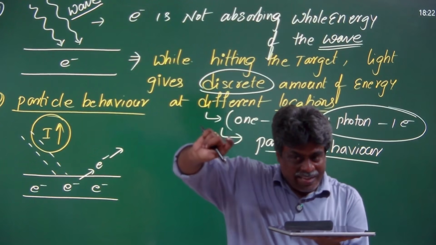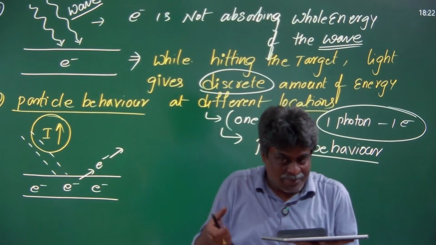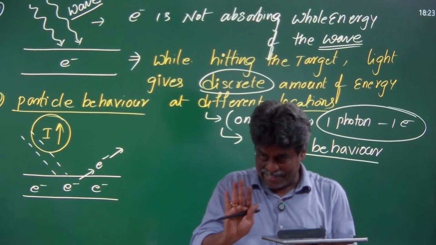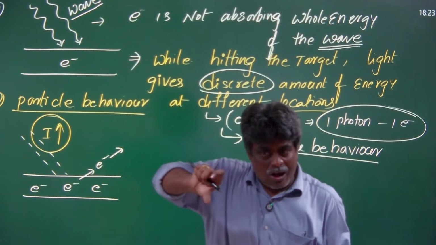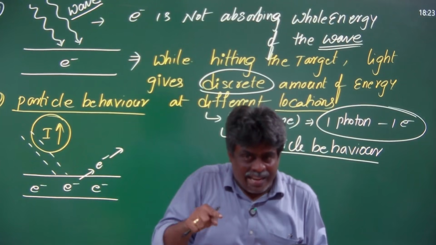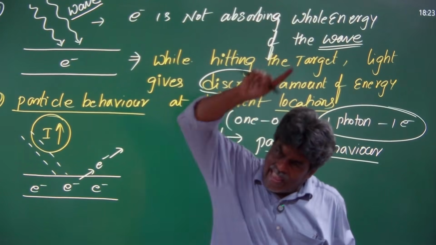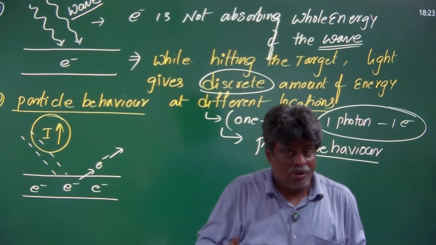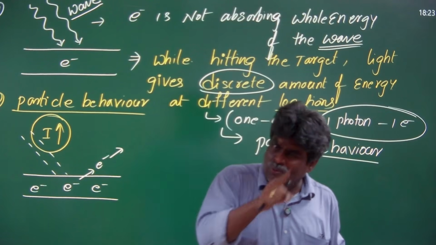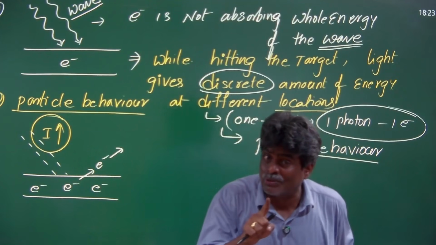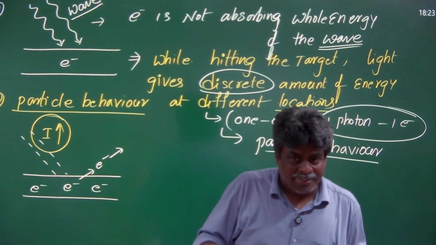Cool. Now I increased the intensity. If I increase the intensity, then what will happen? Wait. Light now behaves like a particle, so although I increase the intensity, is it a many-to-one interaction or one-to-many interaction? If you increase the intensity, then also it is a one-to-one interaction. So there should not be any change in the number of electrons emitted. Say yes or no?